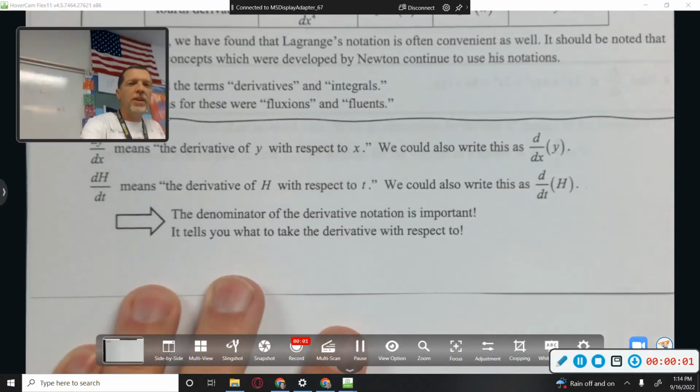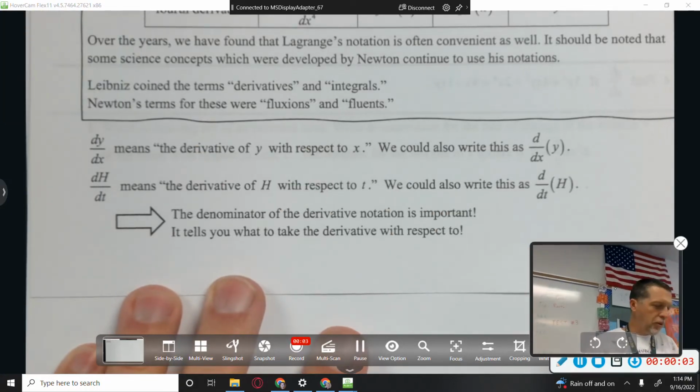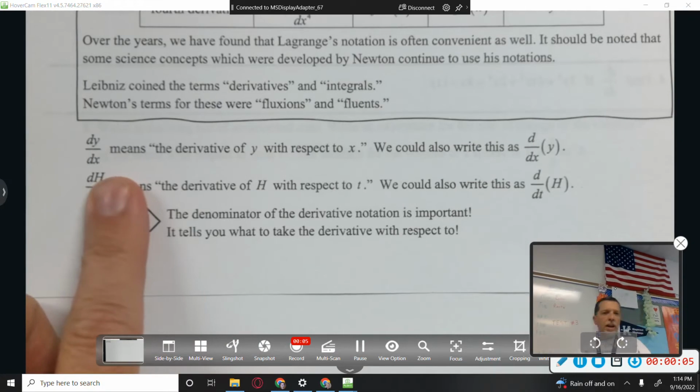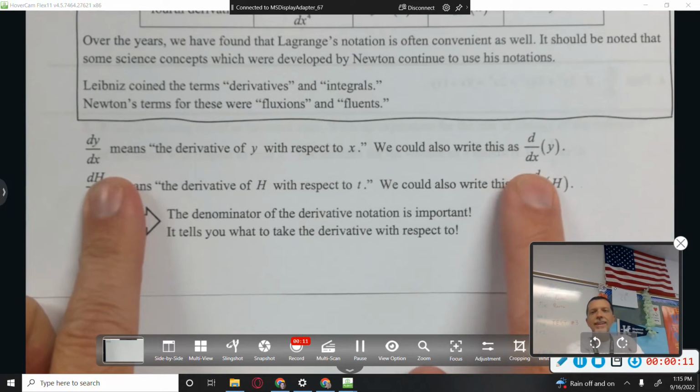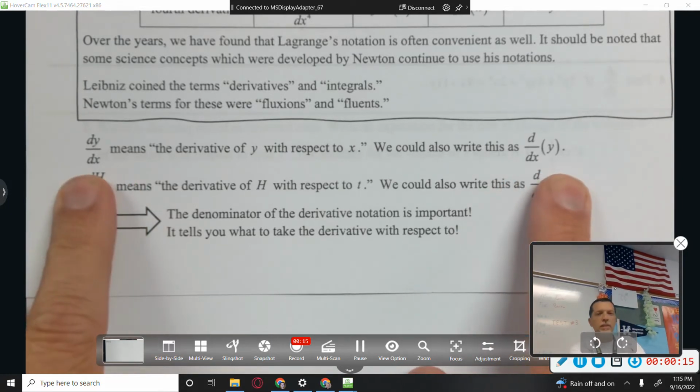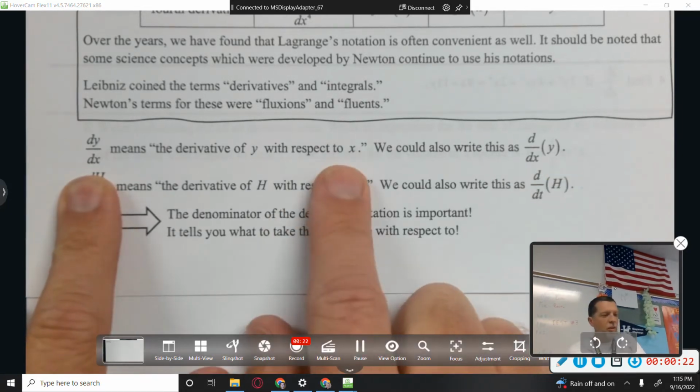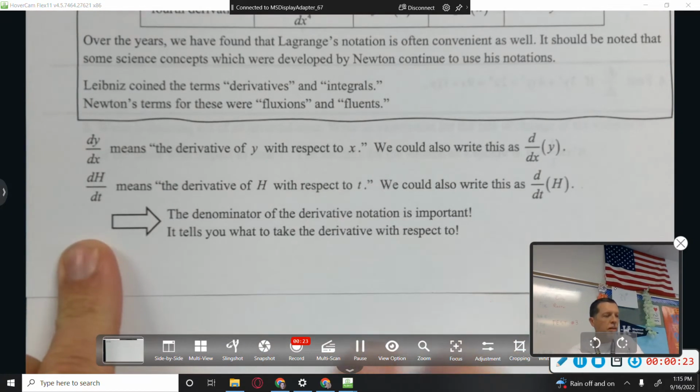So we'll jump in down at the bottom of the notes page. dy/dx means the derivative of y with respect to x. Well, we could also write this as d/dx of y. That sort of means take the derivative of y. dy/dx means the derivative of y with respect to x. We use it over and over again without maybe having specifically said what it means.